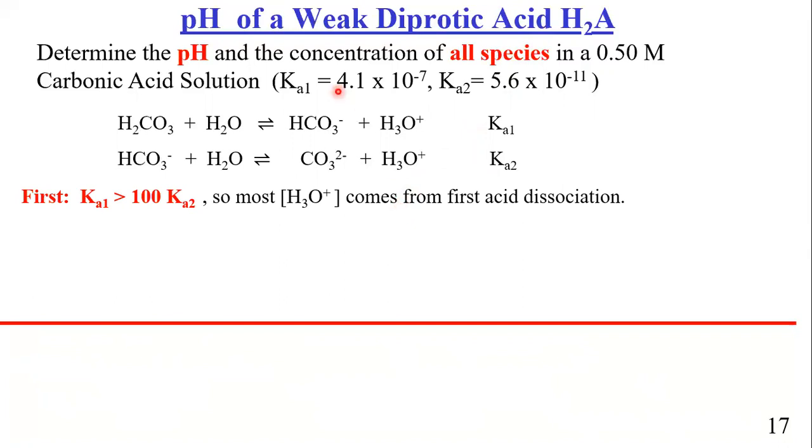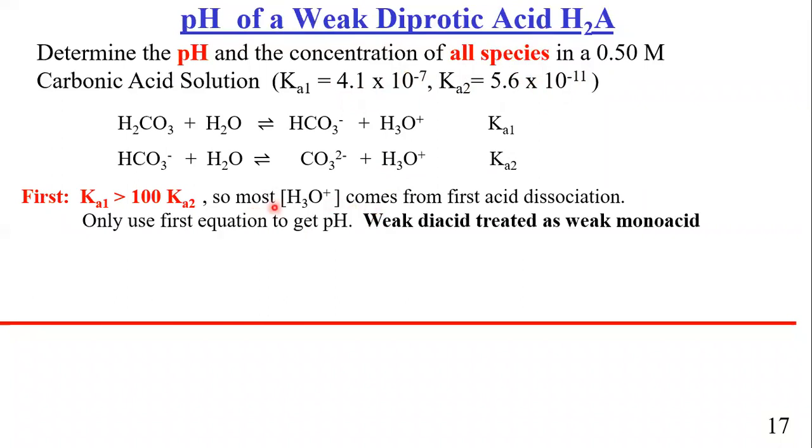We'll check it out. Ka1 is 10 to the minus 7, Ka2, 10 to the minus 11. Multiply this guy by 10 to the 2. Well, yes, that is still way greater. So I don't really need a calculation, but if you really want to, you could. Most of the H3O plus is actually going to come from the first equation. What am I allowed to do? Pretend that the second one doesn't matter in the calculation of the pH. And so the pH of this diacid is treated as if it's a weak monoprotic acid.